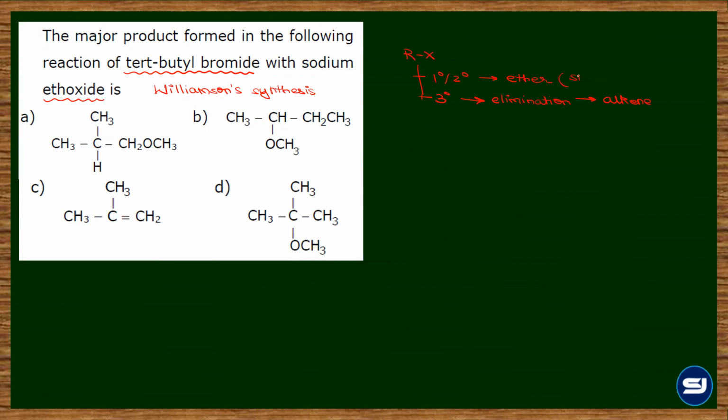Basically here SN2 and E2 compete with each other, wherein in this case, because of the bulky halide as a substrate, it will undergo elimination to form the famous alkene isobutylene. That's why the answer is option C.